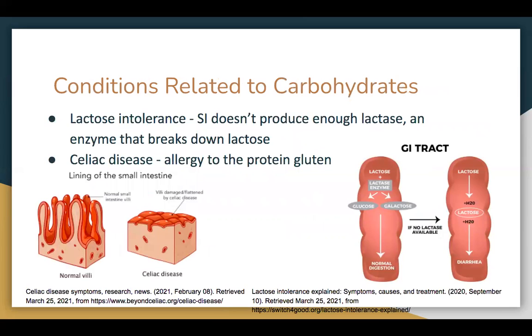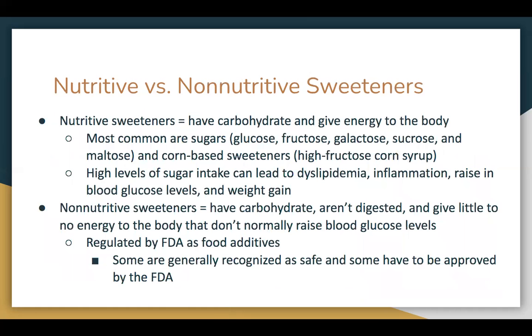So there are a few conditions related to carbohydrates, one of them being lactose intolerance, where the small intestine doesn't produce enough of the enzyme lactase to break down lactose, and celiac disease, which is an allergy to the protein gluten and hurts the inside of the small intestine wall.